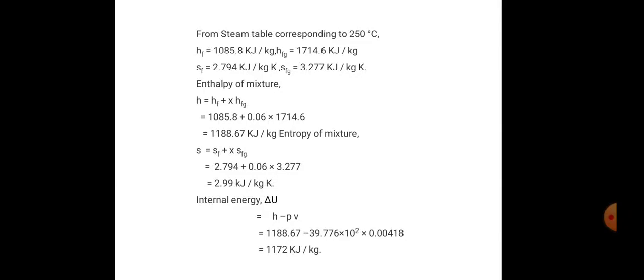Okay, next we are going to see the entropy of the mixture, that is s equal to sf plus x sfg. We know the dryness fraction, and the sf and sfg values from the steam table. Substituting all the values, we get the entropy of the mixture. Then finally they are asking about delta U, the internal energy. Delta U equal to the difference between the enthalpy and the flow energy, that is H minus PV. We know the H, P and V values, so from that we get the internal energy.